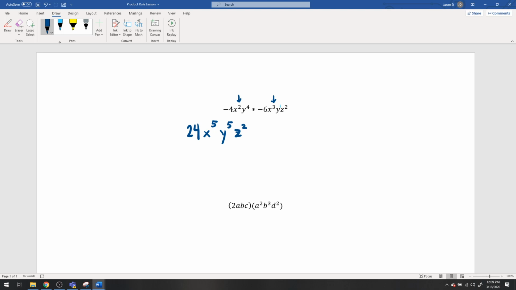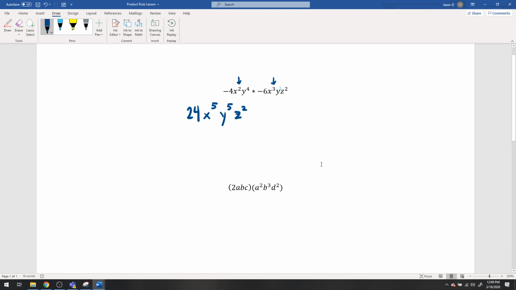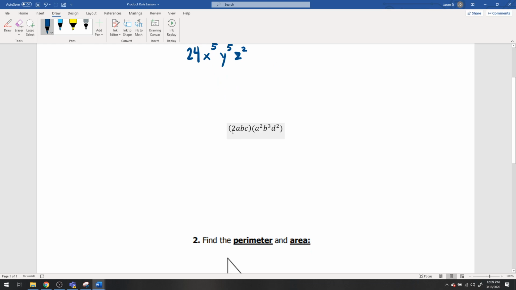What you should do next is pause the video and explore the second problem, the one that has 2abc times a squared b cubed d squared. Try that on your own. Pause the video.